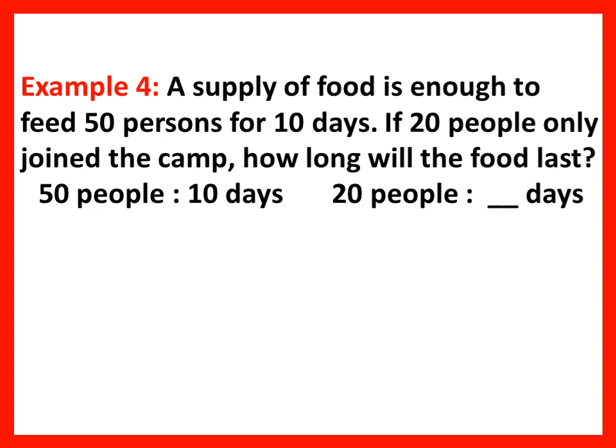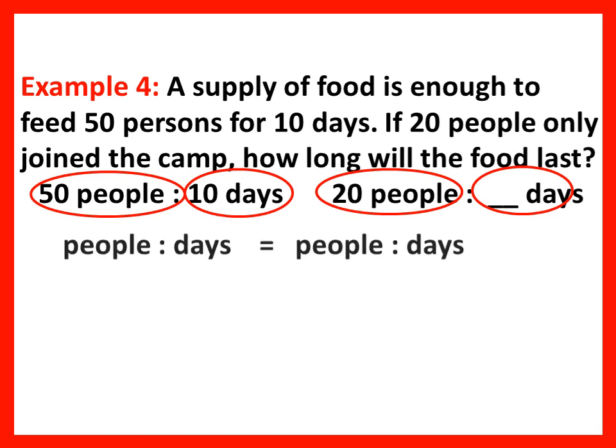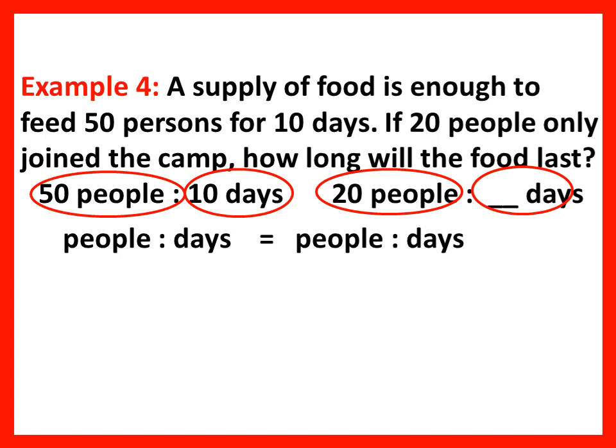Okay, so let us look at the arrangement of our terms in the two ratios. The number of people is situated on the first term of our ratios, or the antecedent. The number of days is situated on the second term of our ratios, or the consequent. So this will be the arrangement: people is to days equals people is to days.